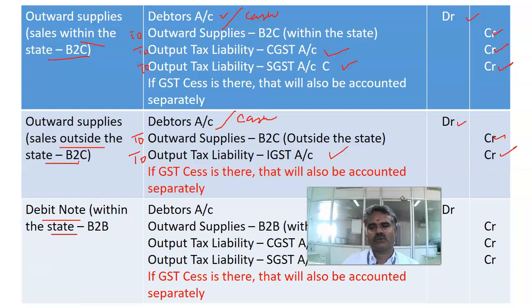Okay. So debtors account debtor or cash account debtor, to sales, to output tax liability CGST, to output tax liability SGST. So debtors account debtor or cash account debtor, to outward supplies B2B sales, to output tax liability CGST, to output tax liability SGST. This is the entry we have to pass at the time of issue of debit note.